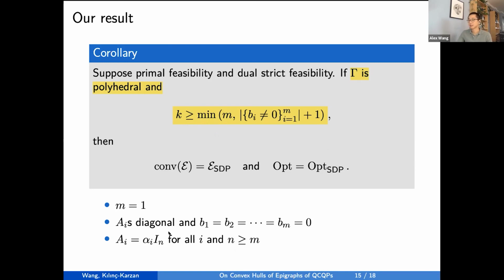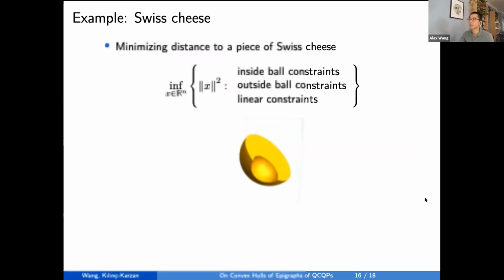Okay. So I do want to just illustrate this last case with a picture.